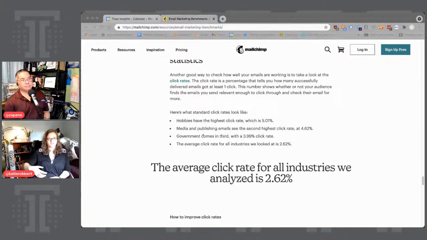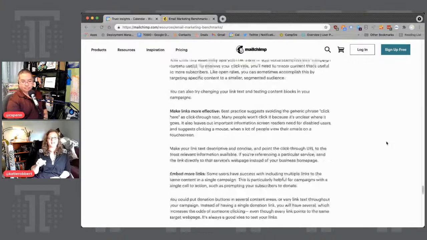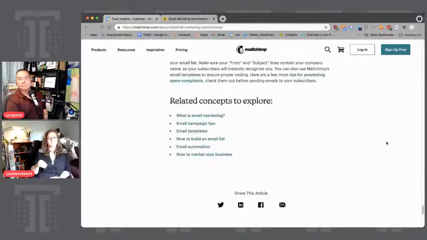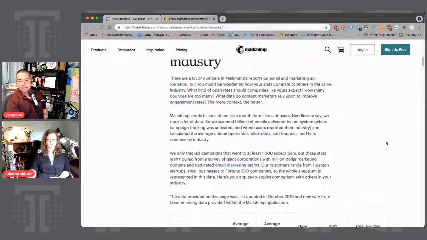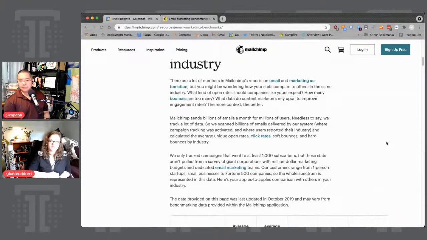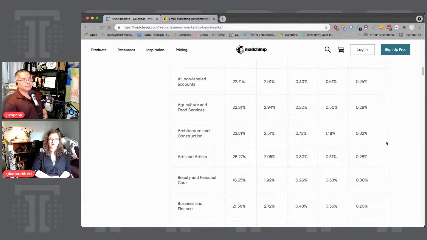And so, Chris, to go back to, so you said that this is current. We know that the article publication date is current. Because there's no methodology statement, we don't know if the data itself is current. We don't know how much data they used, how much data they sampled. So the data provided on this page was last updated in October 2019 and may vary from benchmarking data provided within the Mailchimp application. October 2019 in the digital marketing world is actually pretty old. It's pre-pandemic. So we'll add a third strike for not being current.